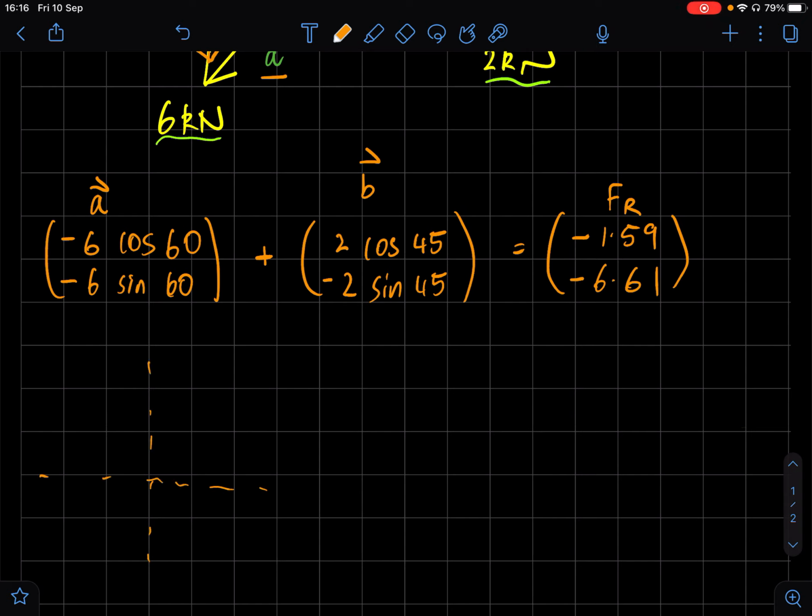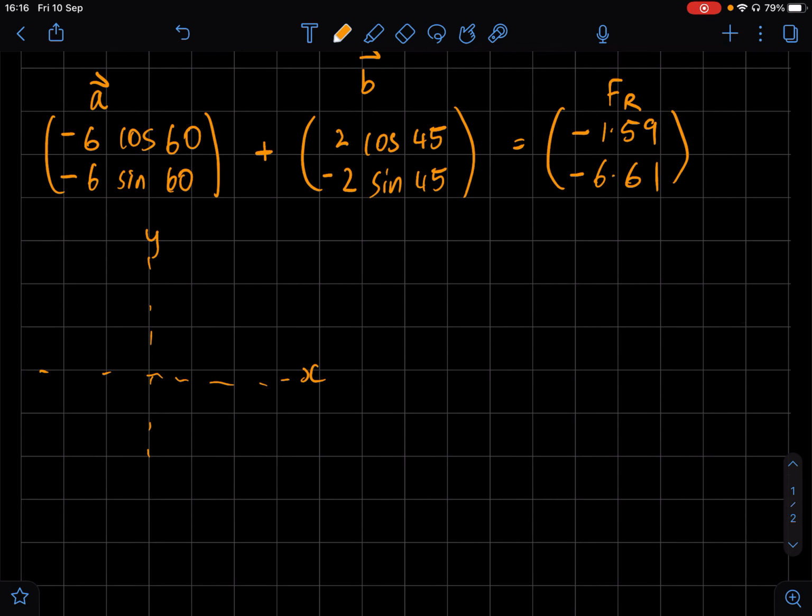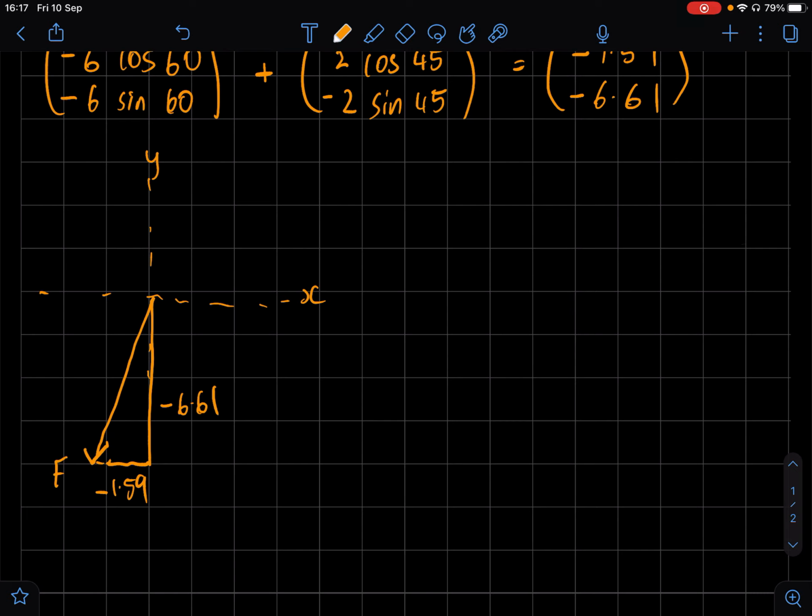Okay, so let's see if we can draw that in a Cartesian plane. So this is our positive y, positive x. It's going to look something like negative 1, and then it's going to be a very skinny triangle, isn't it? Something like that, maybe. So that's our negative 1.59, and this is our negative 6.61. This here is going to be FR. Okay, so that's what it's going to look like.